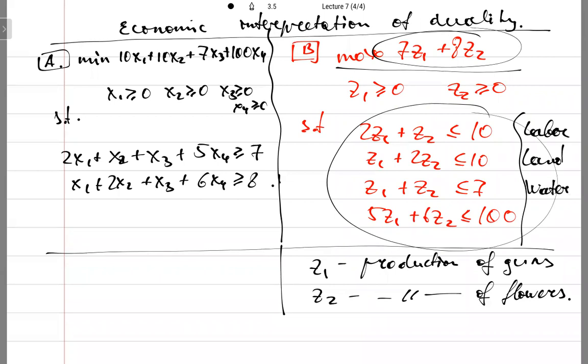He has 7 units of water, and to produce one gun, he needs 1 liter of water. To plant one flower, he needs 1 liter of water. So he has 7 liters of water. So the number of guns produced plus the number of flowers produced is less than or equal to 7.